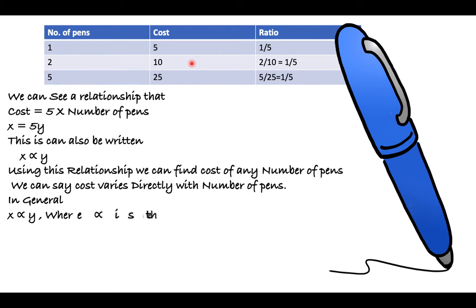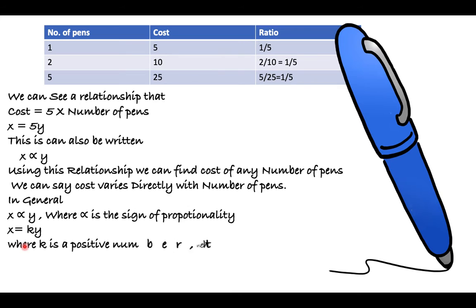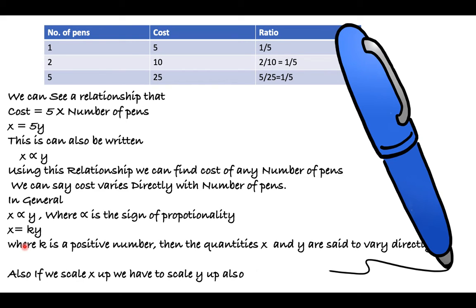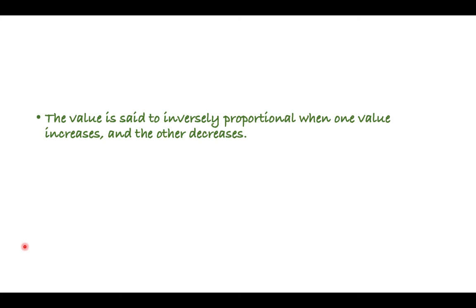So in general, we can write x is directly proportional to y, where this is called the sign of proportionality, and x is equal to ky. So k is a positive number and the quantities x and y are said to vary directly. That means if we scale x up, we have to scale y also up.